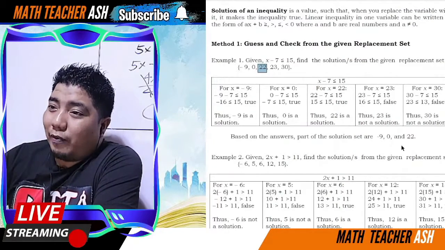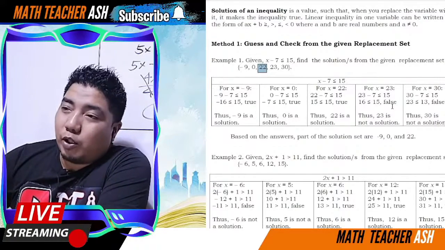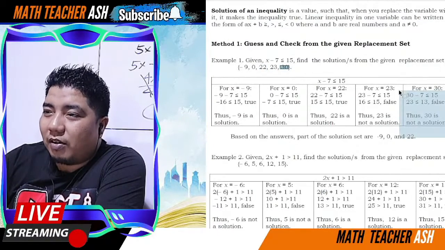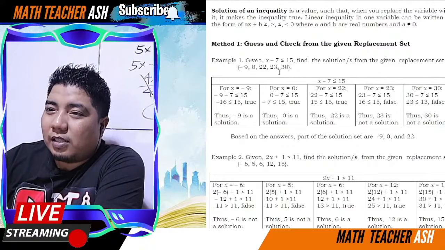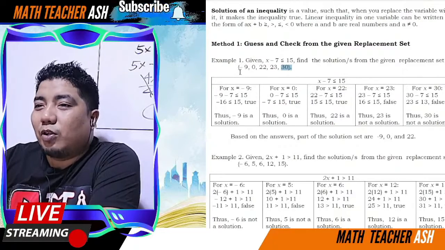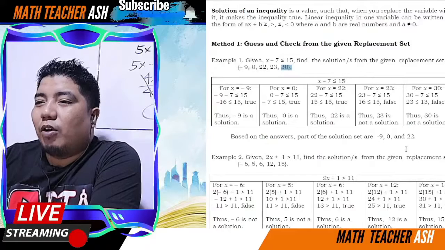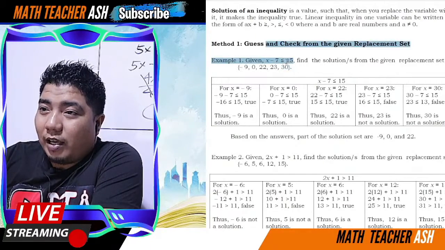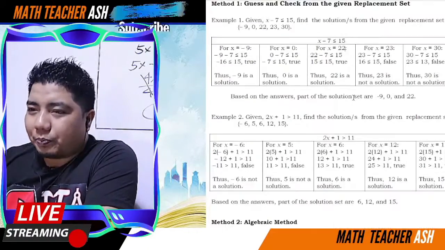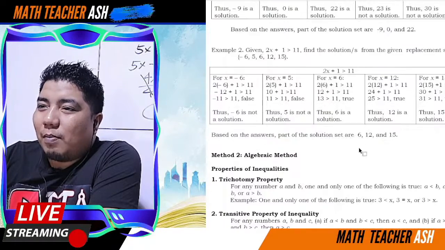Okay? So therefore, the answer for this 23 is not part of the solution. That is wrong. Of course, ang 30, hindi na din yan. Alright? So 30 is not a solution. Kasi sa 23 pa lang, hindi na pwede. Lalong-lalo na sa 30. Okay, so you have negative 9, 0, and 22 as part of the solution set of your given inequality, x minus 7 is less than or equal to 15. Easy, right? Yes, easy lang talaga, my dear math learners. So how about this one?